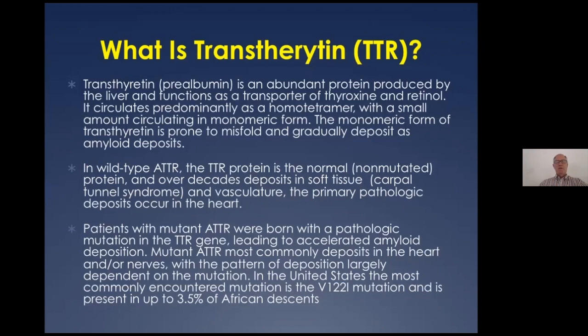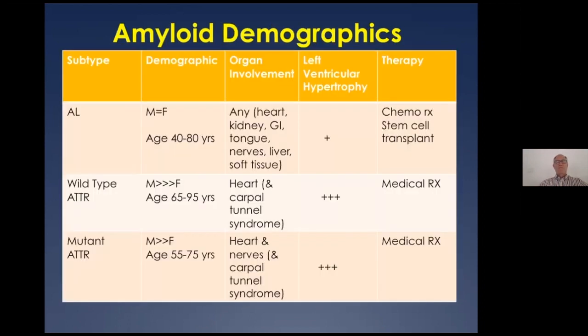Mutant ATTR most commonly deposits in the heart and/or nerves, with a pattern of deposition largely dependent on the specific type of mutation. In the United States, the most commonly encountered mutation is the V122L type, and it's actually present in up to 3.5% of those of African descent.